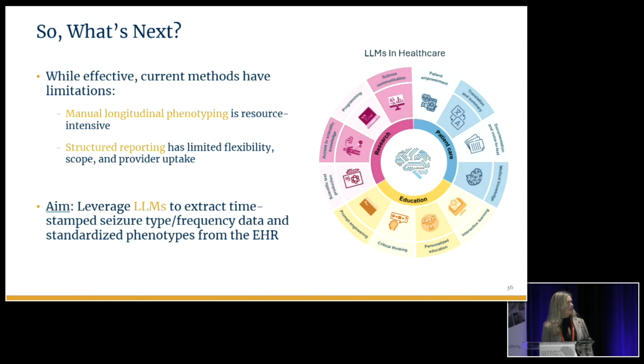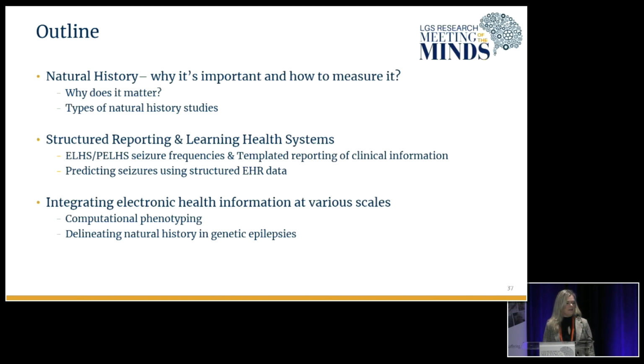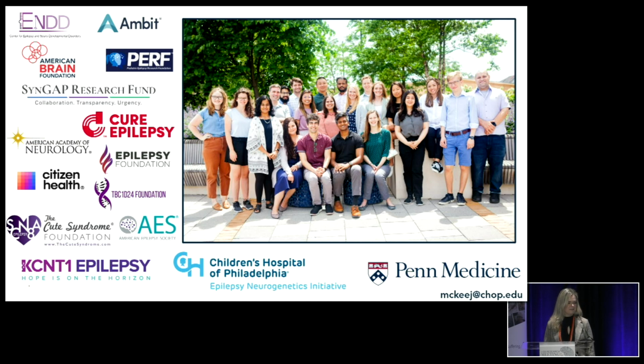So what I'm hoping to do next is we're starting to look at leveraging other AI techniques to extract time-stamped seizure type data, seizure frequency data, and other standardized phenotypes from the EHR. This will be a scalable technique that we can deploy much more broadly across different epilepsies. So I hope I've given you a sense about why we should care about natural history, and two ways that we can use retrospective EMR data to reconstruct the natural history of disorders using data we already have. So yeah, happy to take any questions.